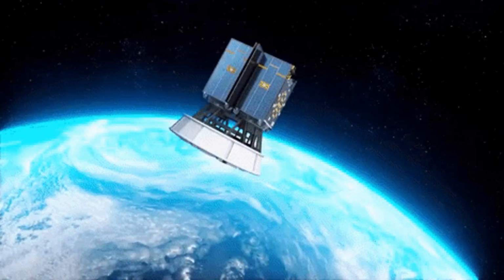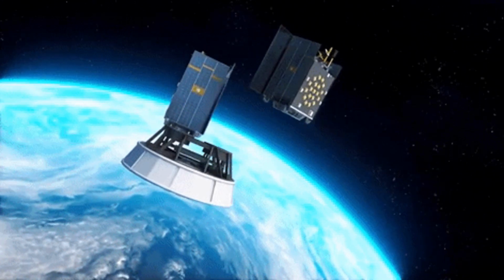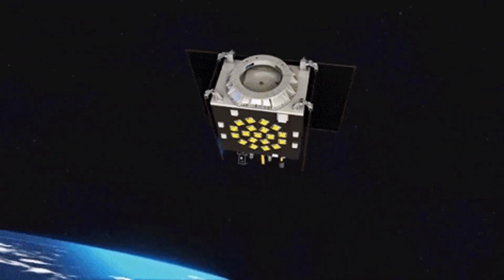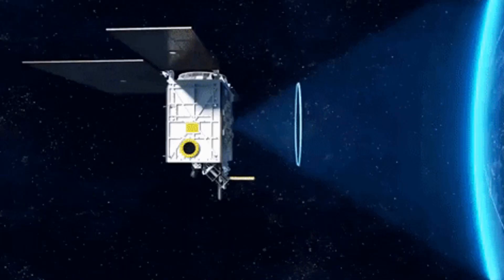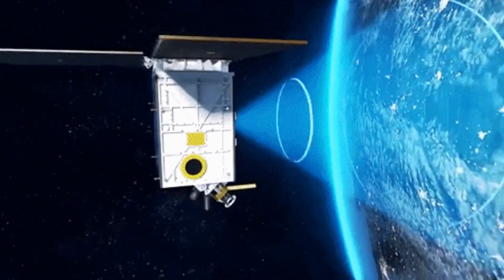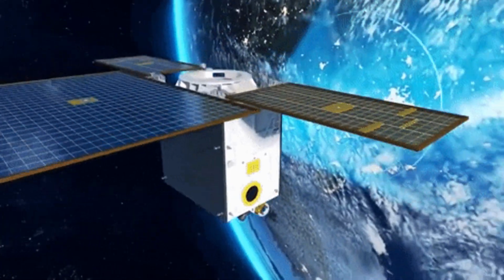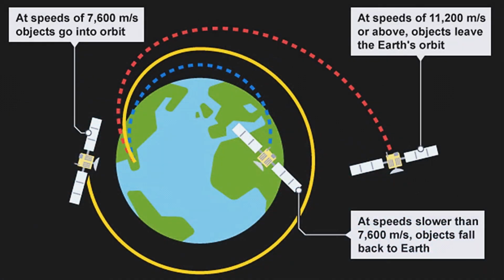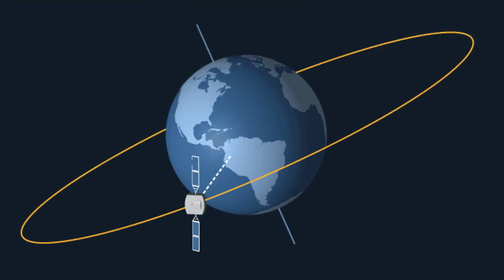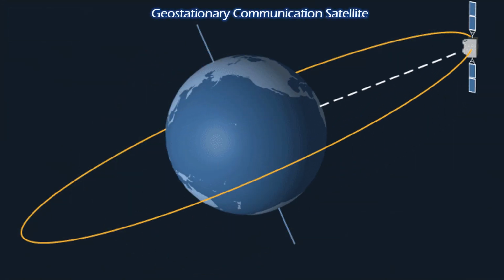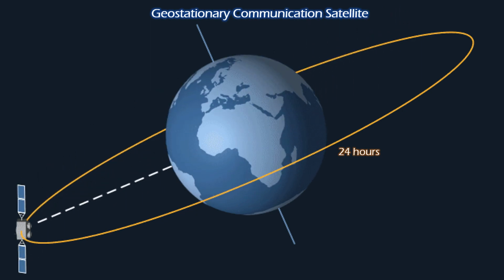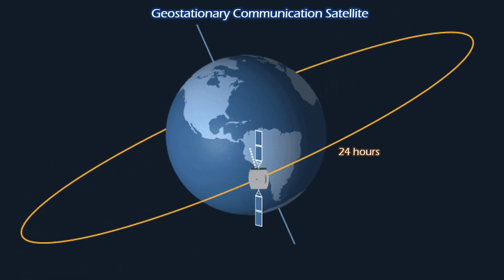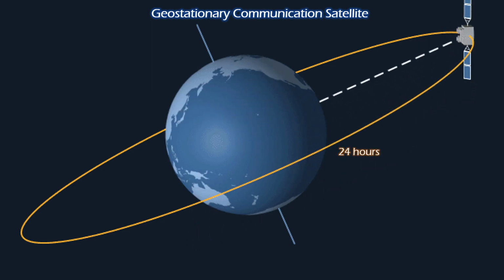At a speed of 7,600 meters per second, the object goes into orbit, and if it exceeds 11,200 meters per second, it will leave the Earth's orbit. But if the speed is less than 7,600 meters per second, it will fall back to the Earth. So this is called a geostationary communication satellite, which has the same orbital period as the Earth turns on its own axis, which is 24 hours. So it can stay above one particular country always.